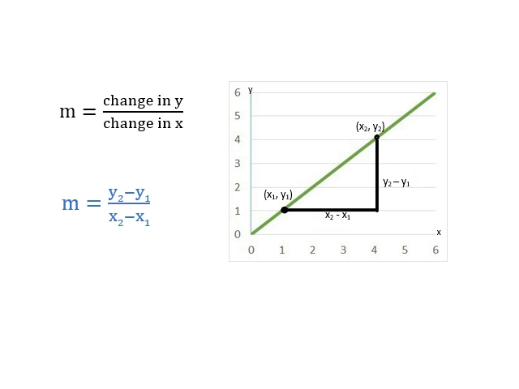In this case, y2 would be equal to 4 and y1 would be equal to 1, so the difference there is 3. And x2 would be equal to 4 and x1 would be equal to 1, so that's also 3. So we would have 3 over 3, and that's equal to 1. So our gradient would be equal to 1 for this line.